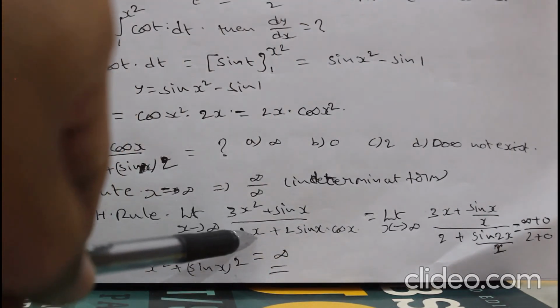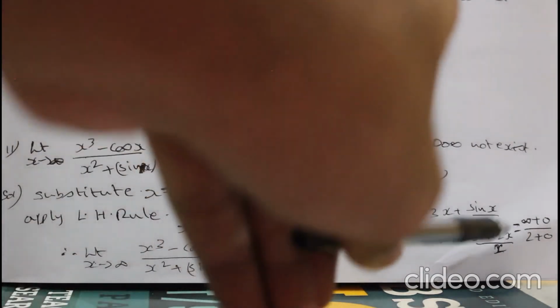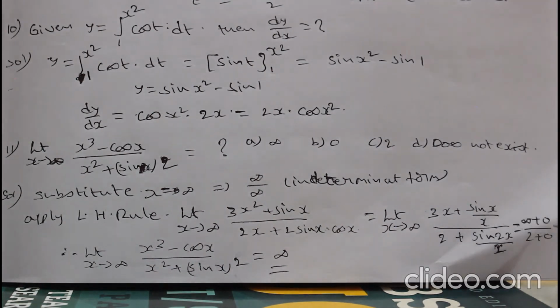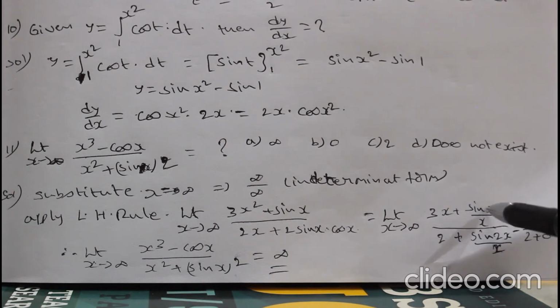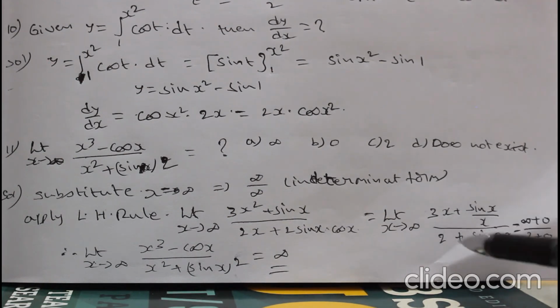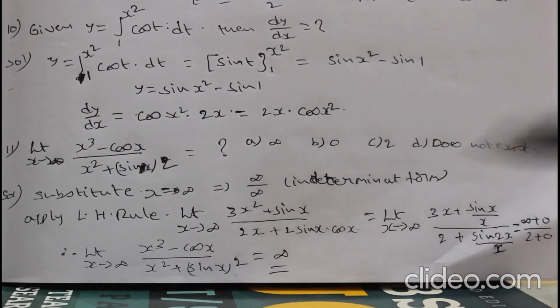So that is equal to limit x tends to infinity. We can cancel x on both sides, numerator and denominator. That will be 3x plus sin x by x, divided by 2 plus sin 2x by x. So sin x by x is 0: after substituting infinity, 3 into infinity plus limit x tends to infinity of sin x by x, which is nothing but 0. And in the denominator, 2 plus limit x tends to infinity of sin 2x by 2x is 0. So infinity plus 0 by 2 plus 0, that will be infinity. So the answer is infinity for this question. Okay, so option A is correct.